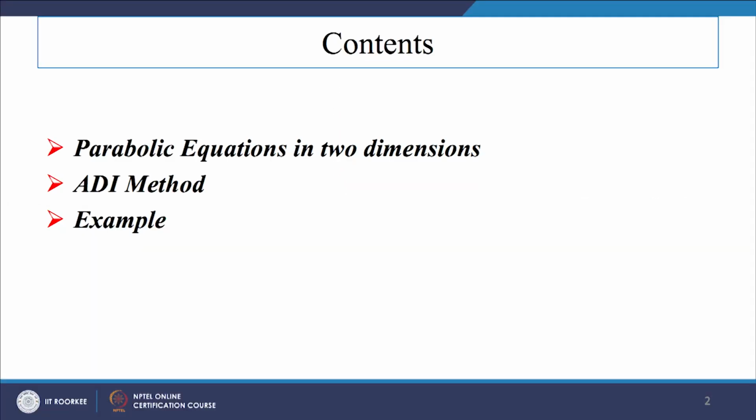Welcome to the lecture series on numerical methods, finite difference approach. In this lecture series, we discussed in the last lecture how we can solve two-dimensional parabolic equations using the explicit method and Crank-Nicolson's method. In this lecture, we will study parabolic equations in two dimensions using the alternating direction implicit method, or ADI scheme.